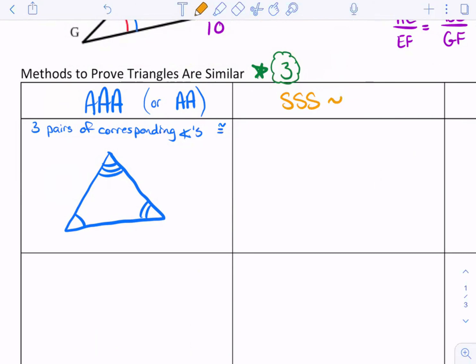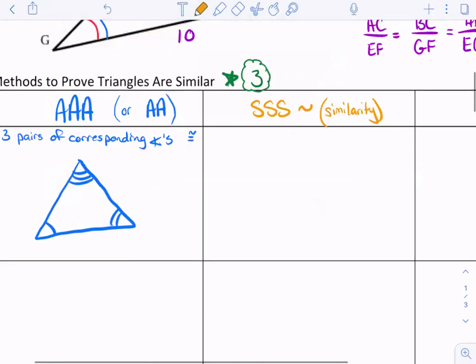So now the reason why we have to put that symbol and call it side-side-side similarity, okay, is because we already use side-side-side when we prove triangles congruent. So we have to address here, I'm not trying to prove them congruent by side-side-side. I'm trying to prove them similar by side-side-side similarity.